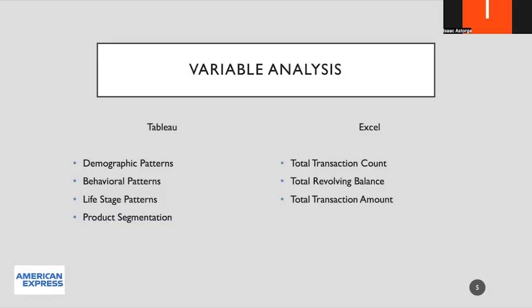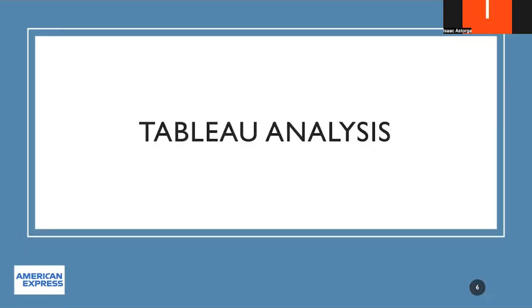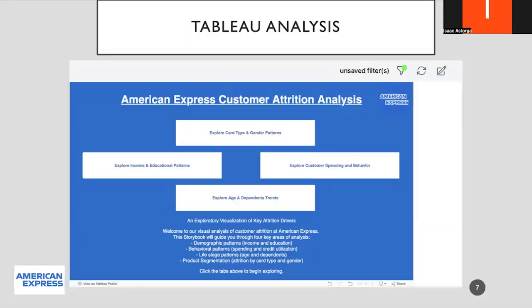Now, let's look at the variables that we decided to analyze. In the Tableau, we analyzed demographic patterns, behavioral patterns, life stage patterns, and product segmentation. And in the Excel, we analyzed total transaction count, total revolving balance, and total transaction amount, along with many other variables of which can be viewed in our final document analysis that will be attached in the same email containing this walkthrough. Let's get into the Tableau, where Nick will provide a brief tutorial and description of his findings.